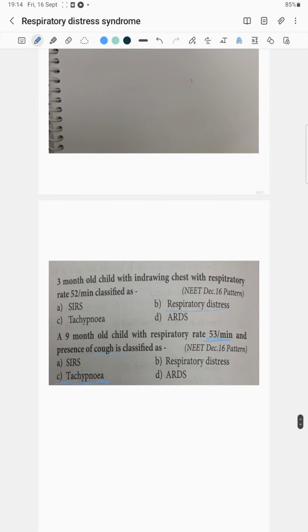Okay, so you have to know that if those two criteria are not fulfilled, then it is not respiratory distress. It is just tachypnea or something else. It can be ARDS, but for respiratory distress syndrome you have to fulfill those two criteria.